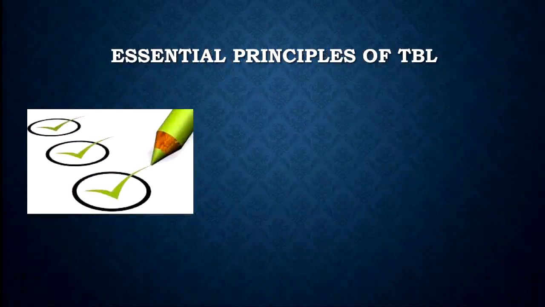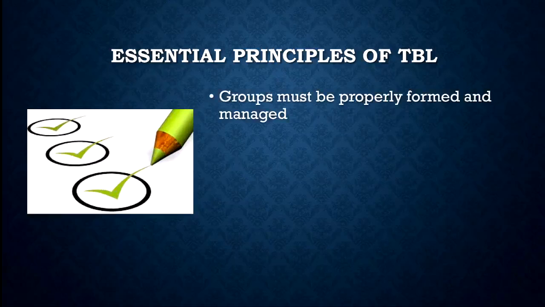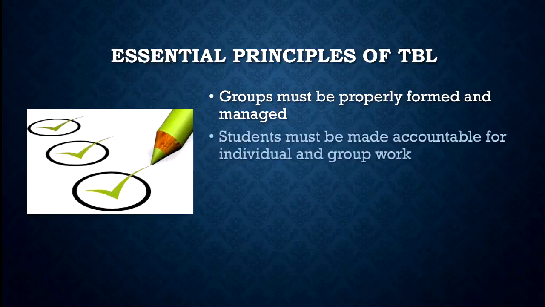Now, there's some essential components to team-based learning. First of all, the groups have to be properly formed and properly managed, which generally meant by that is that the instructor has to put the group together. Students have to be made accountable for their work. And what that basically means is that you have to, generally speaking, grade the students in the readiness assurance process in some capacity. You have to hold them accountable.